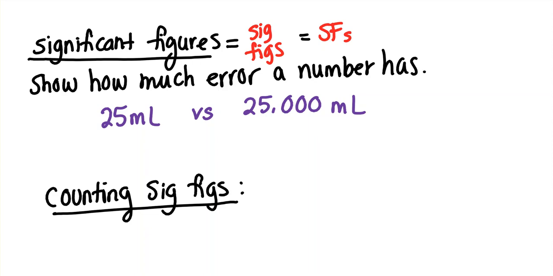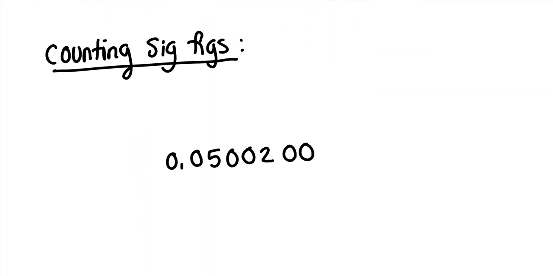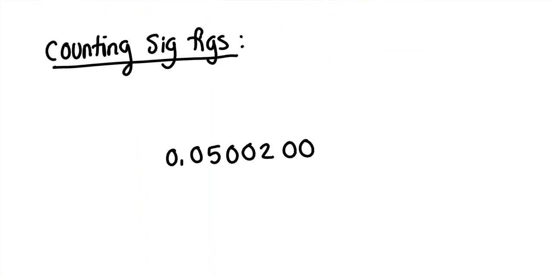And to see how this is applied, we need to start with our little rules about how to count and then how to handle them. And in the end, we'll be deciding how to round off our answers when we do calculations. So the first thing, let's learn how to count significant figures. If you're given a number, we need to be able to look at it and say which digits are significant and which digits do not count as significant figures.